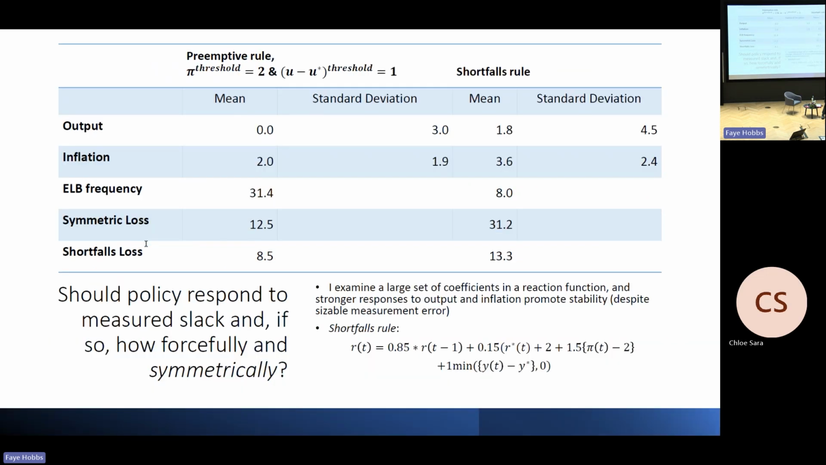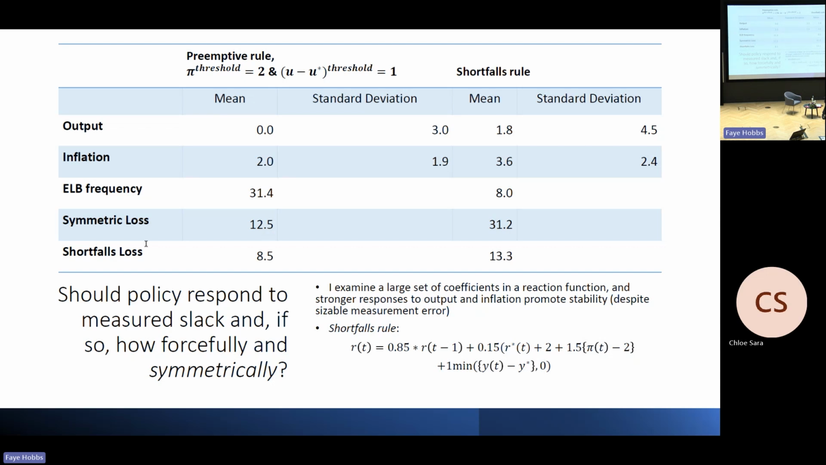Other results in the paper answer the questions of whether policy should respond to measured slack, and if so, how forcefully and symmetrically. There are sort of two results. One I won't go into too much, but actually most of the policy rules that central bankers simulate in big models, like the Taylor rule and its standard parameterizations or the balanced approach rule, they're not very aggressive relative to the standards of the rule.